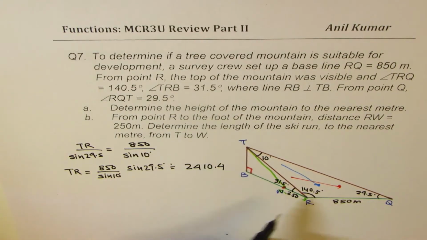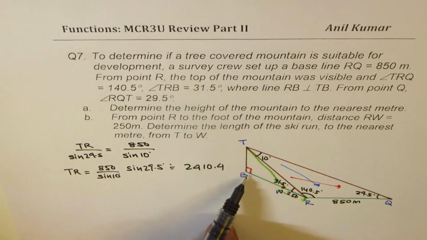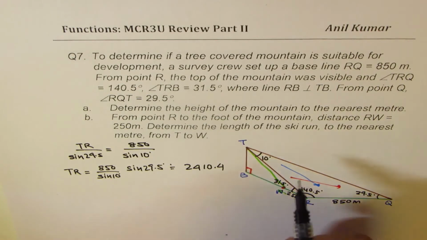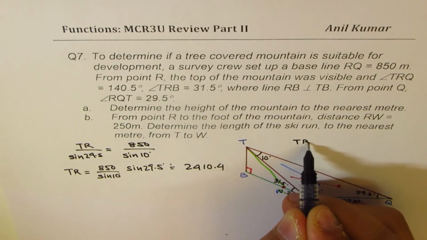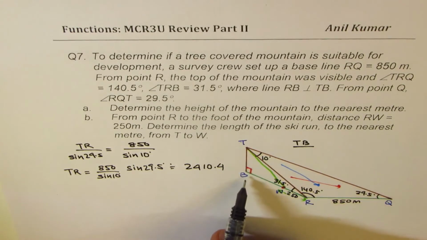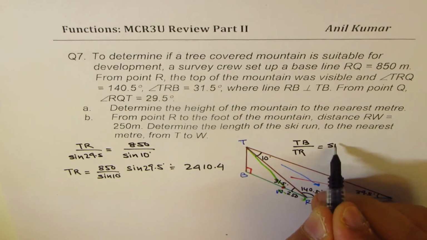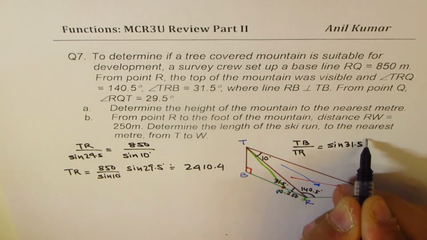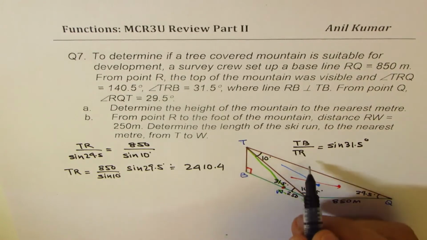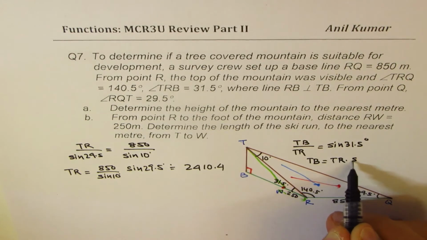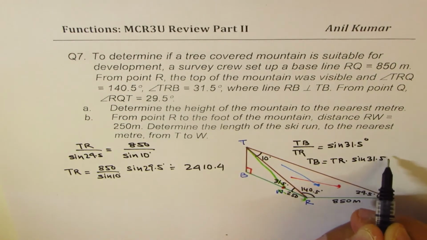So we know TR. Now what do we need to know? TB, the height. Simple, we can use sine. We want to know TB, and we know the hypotenuse TR. TB over TR is opposite over hypotenuse, sine of the angle 31.5 degrees. Is that clear? So from here we get TB equals TR times sine of 31.5 degrees.